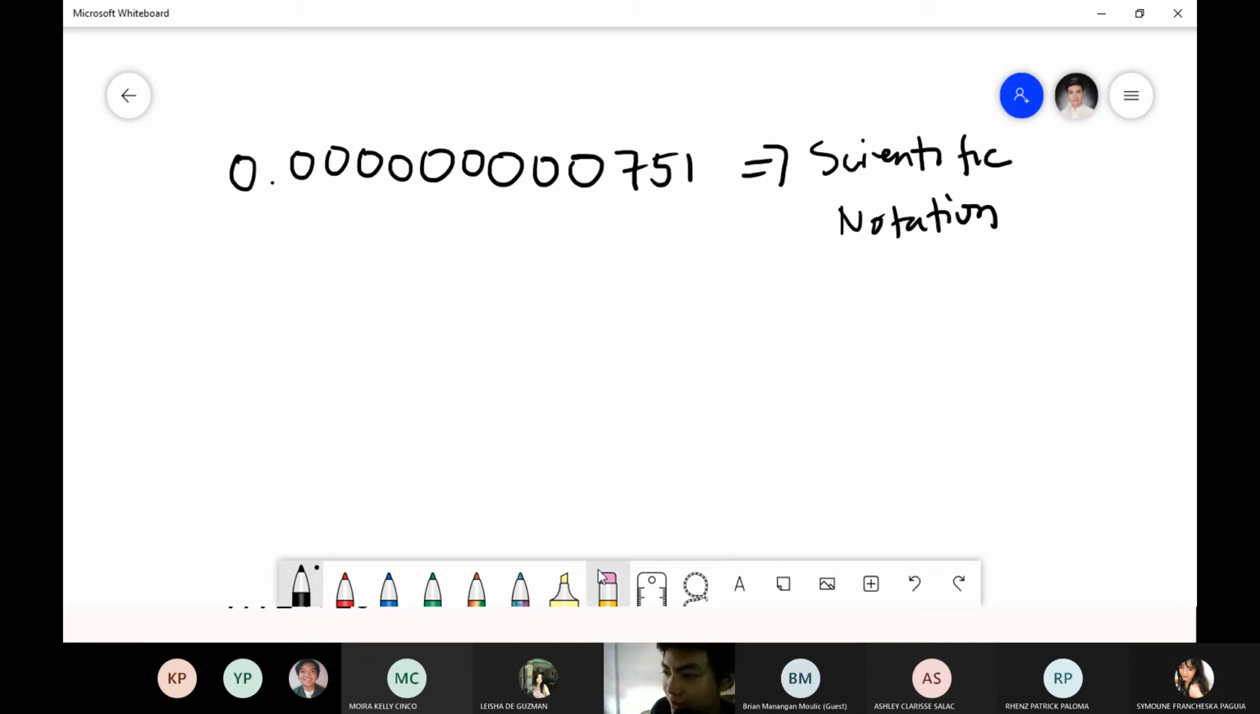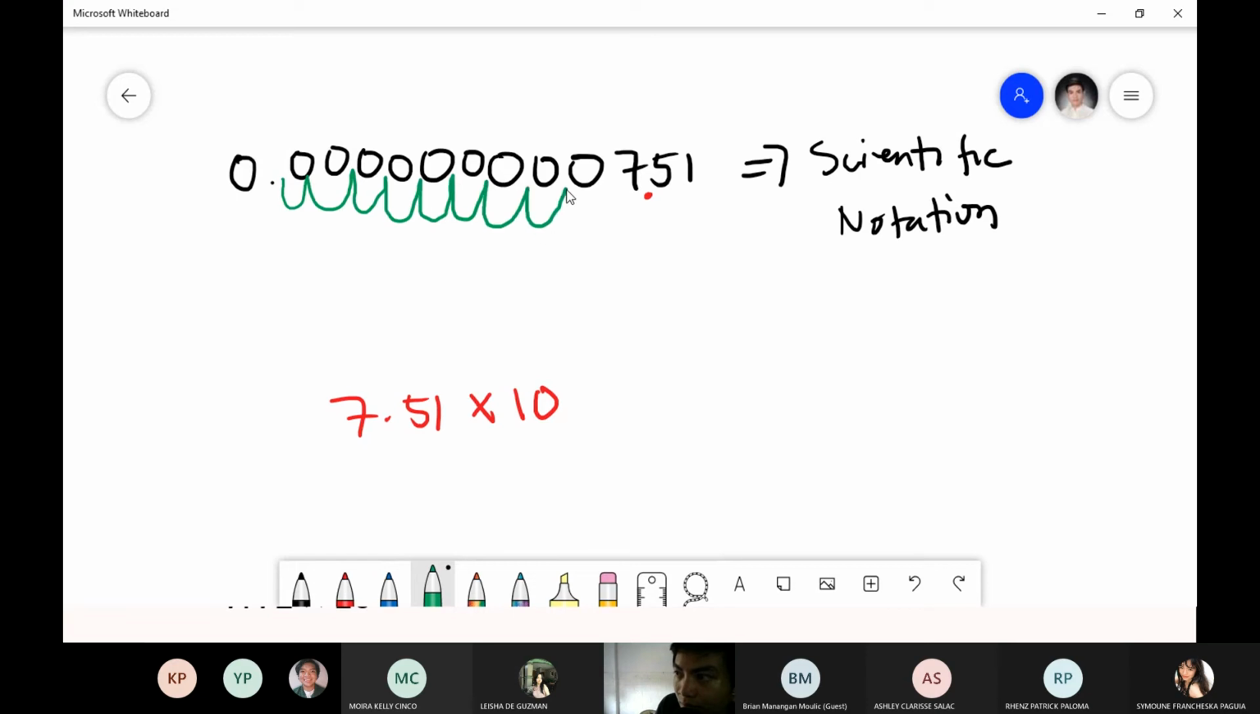Okay. So the answers are coming. Let's try. So again, I should make an integer of number between 1 to 9. So it should be somewhere here. 7.51. Ang tanong, ilan? Ilang steps? To the right ako. So ibig sabihin negative yung exponent ko. Ilang steps? So 1, 2, 3, 4, 5, 6, 7, 8, 9. Ayan, 10 steps to the right, no? So ibig sabihin nun, that's negative 10.